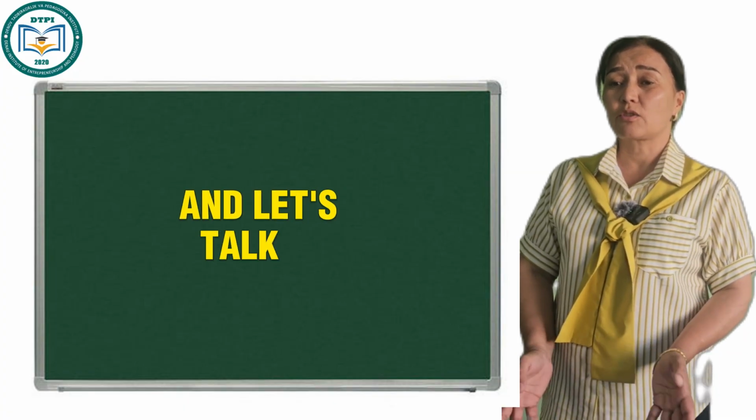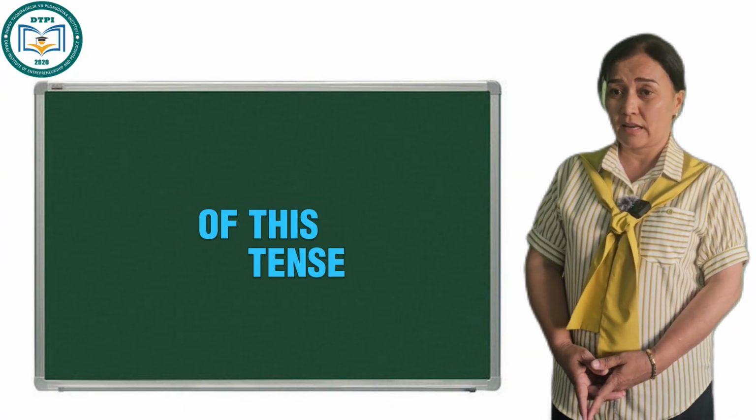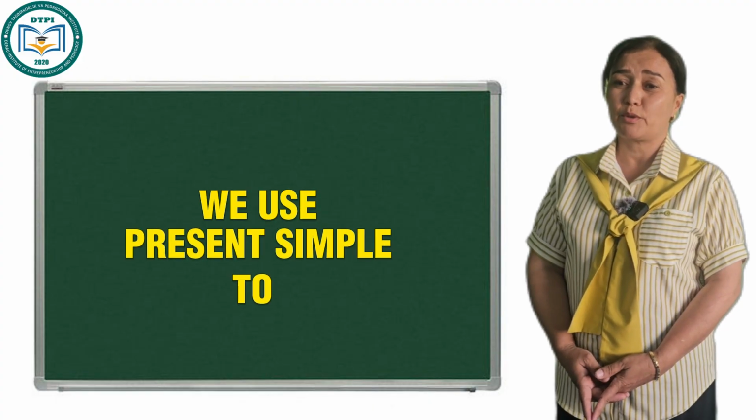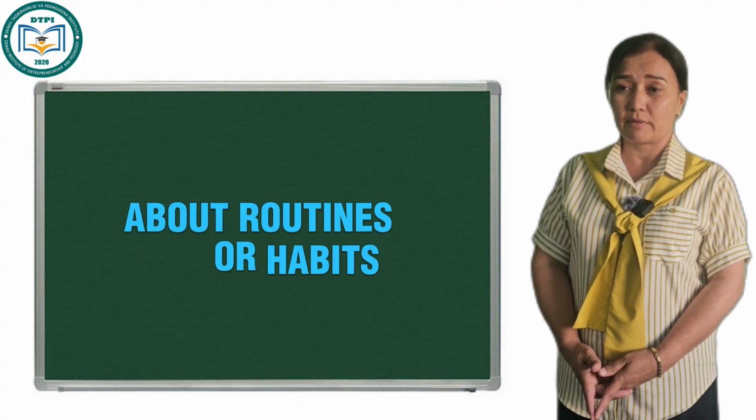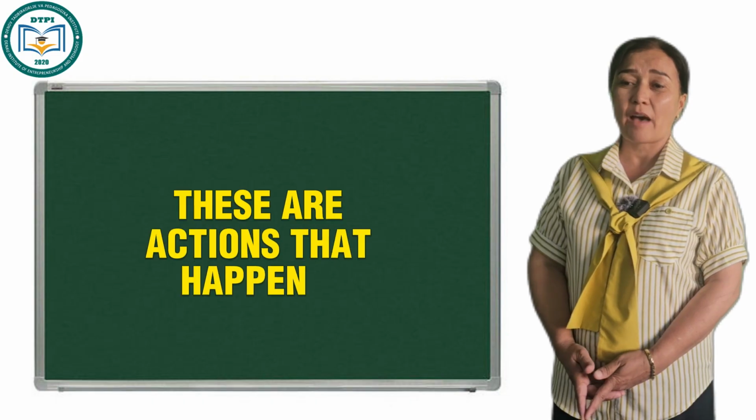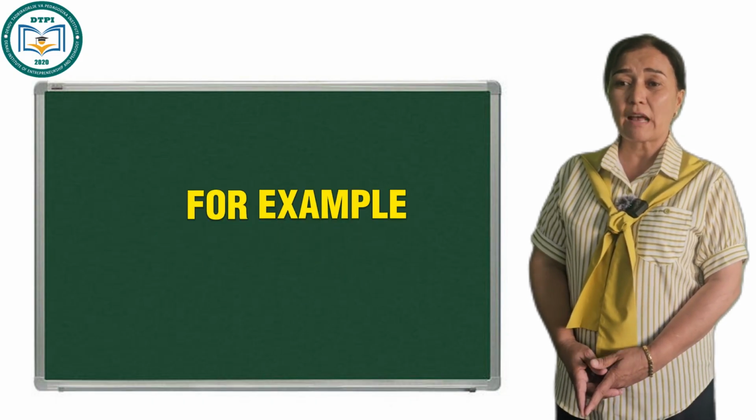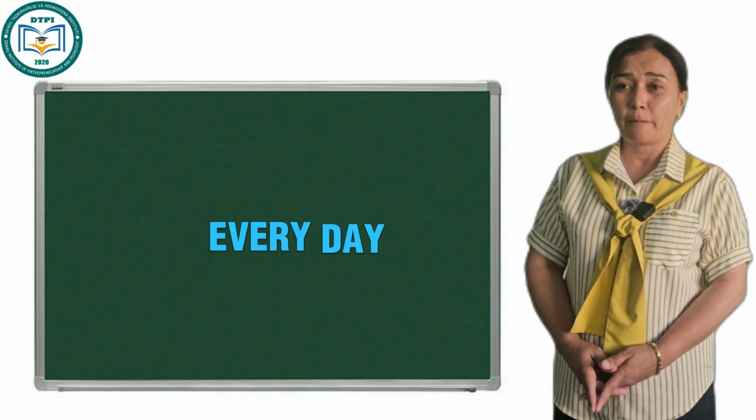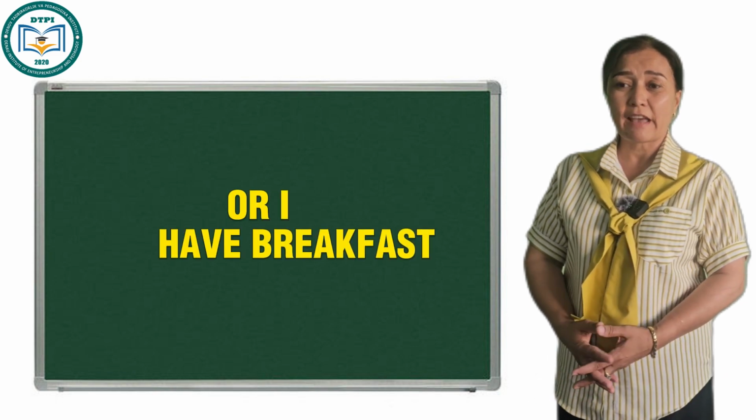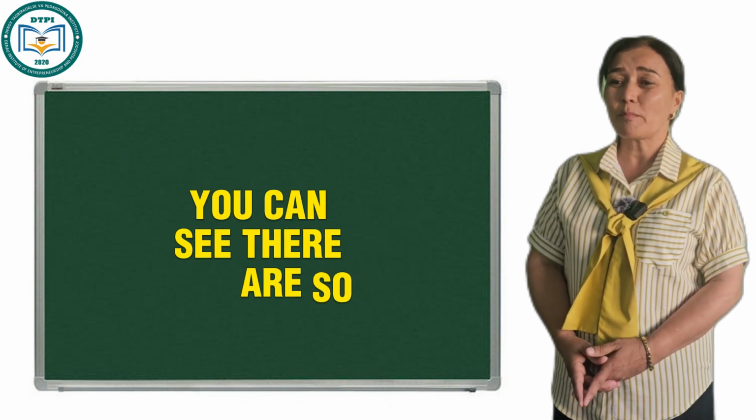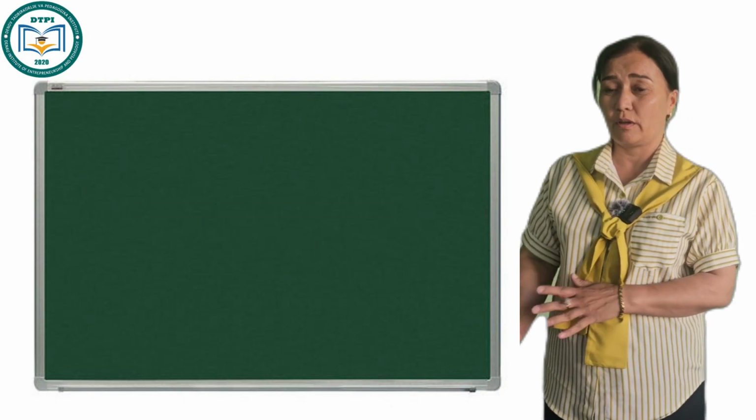And let's talk about the rules of this tense. We use present simple to talk about routines or habits. These are actions that happen again and again. For example, I go to school every day, or I have breakfast every morning. You can see there are so many examples in your textbook.